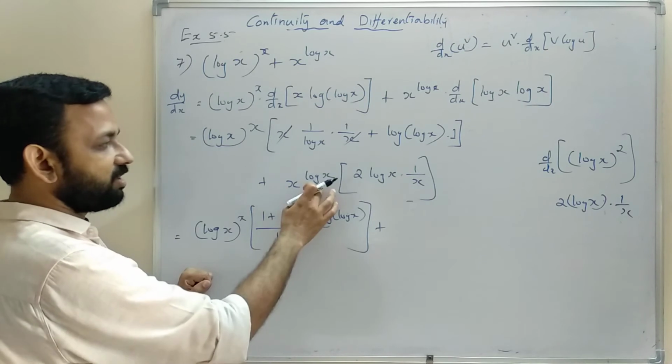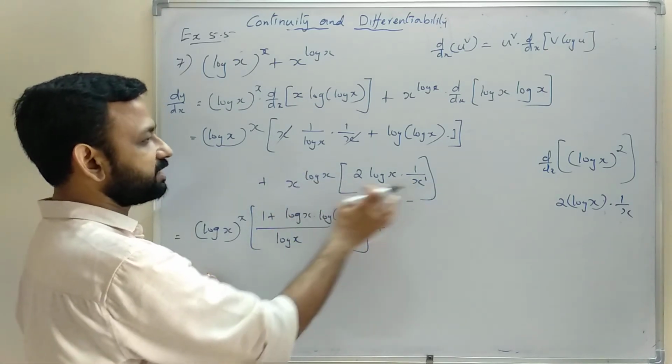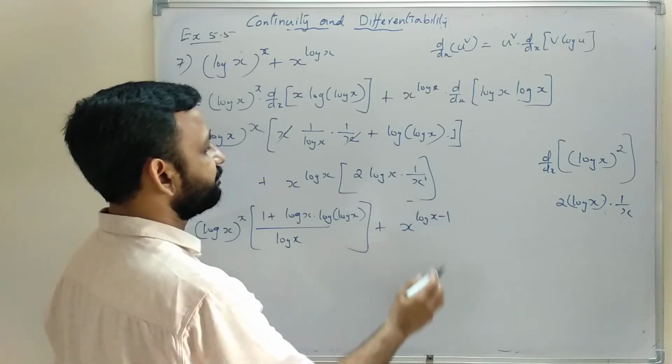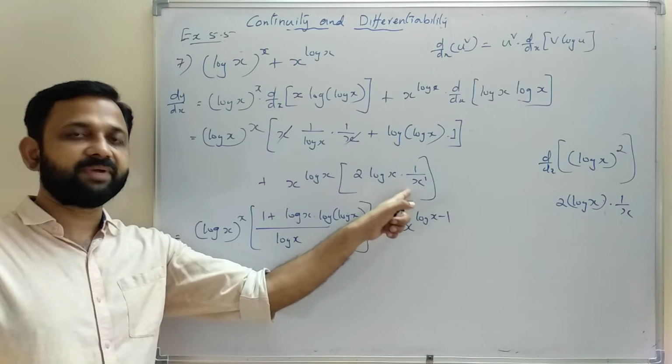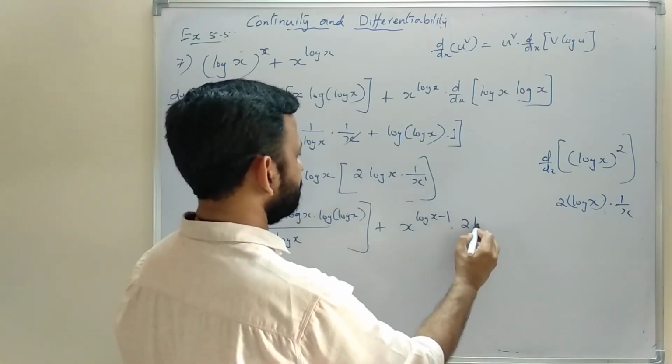and here this x raised to log x and this x, this is actually x raised to 1. So x raised to log x upon x raised to 1, that is x raised to log x minus 1, a to the power m divided by a to the power n equal to a to the power m minus n, into 2 log x.